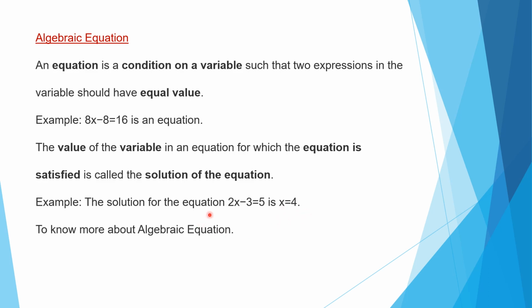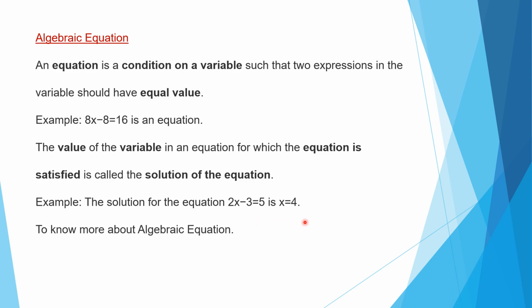Here for example x is equal to 4. Let us replace the value of x by 4. 2 into 4 means 8. 8 minus 3 is equal to 5. Yes, now this value is satisfied, right? 2x minus 3, x value is 4 means 4 2s are 8, 8 minus 3 is 5. That's why this is the solution to this equation.